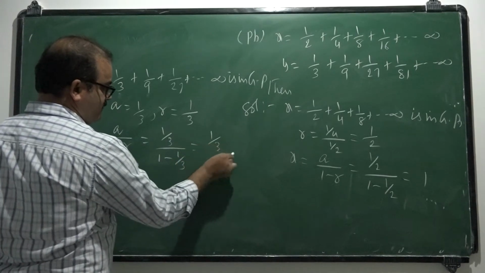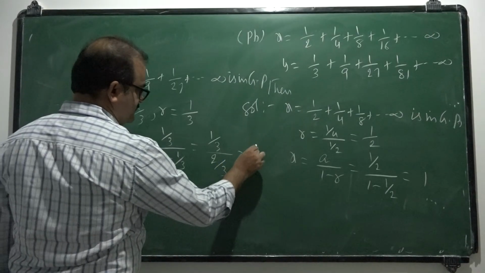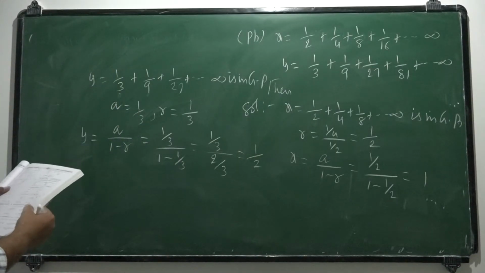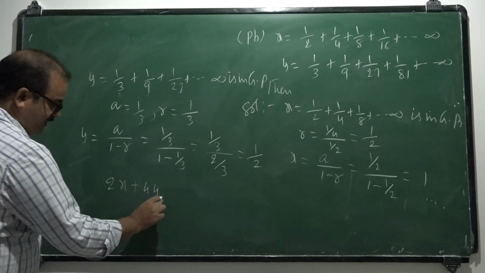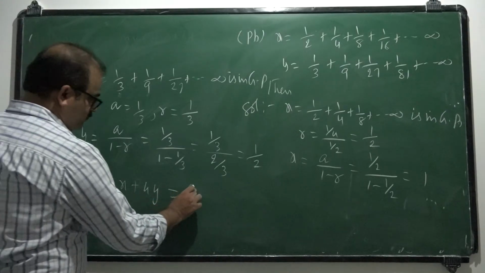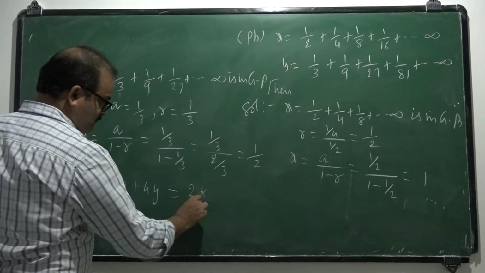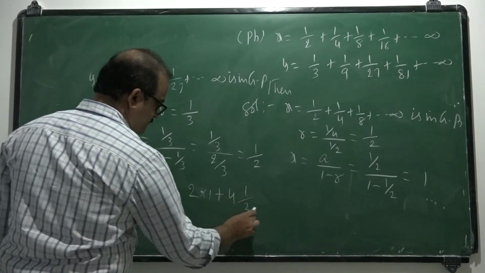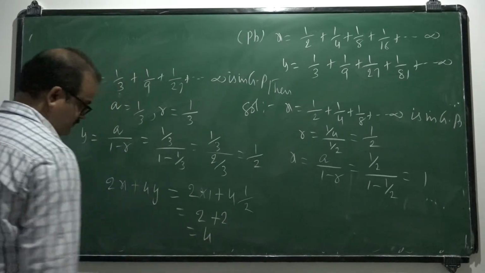1 by 3, 1 minus 1 by 3, that is 2 by 3. 3 get cancelled, 1 by... Okay, you take this condition, take this value 2x plus 4y. Find this value. 2 into x, x is 1, plus 4 into y, y is 1 by 2. 2 plus 2, this is equal to 4.